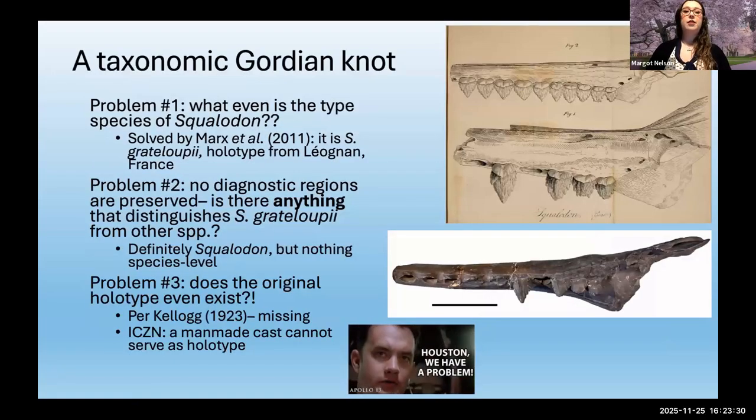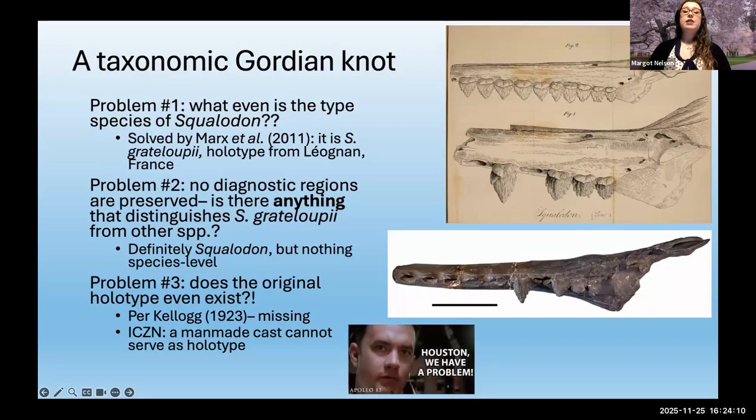The next issue that I dealt with was that the taxonomy of Squalodon posed a lot of issues. So there were 3 major problems. The first problem was, what even is the type species of Squalodon? So this was something that had been argued about in the literature for a very long time. And finally, another author went through the literature, untangled all of these threads, and discovered that the true type species of Squalodon is Squalodon greatlupii, which has a holotype from France. It's pictured here in this illustration.